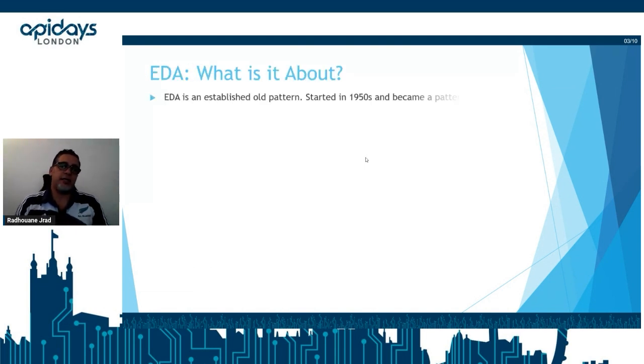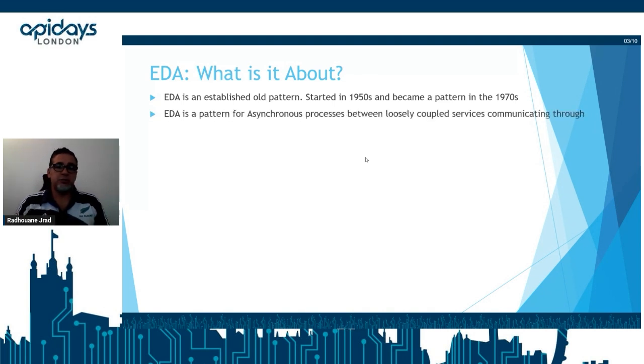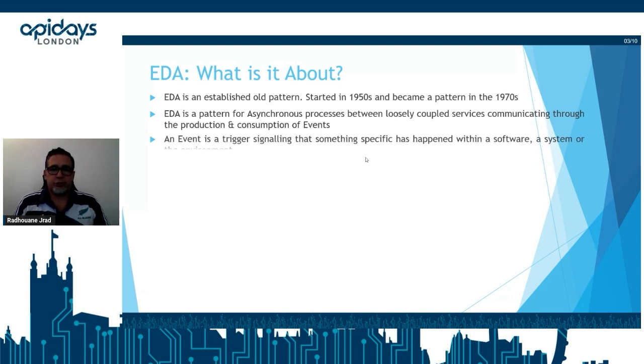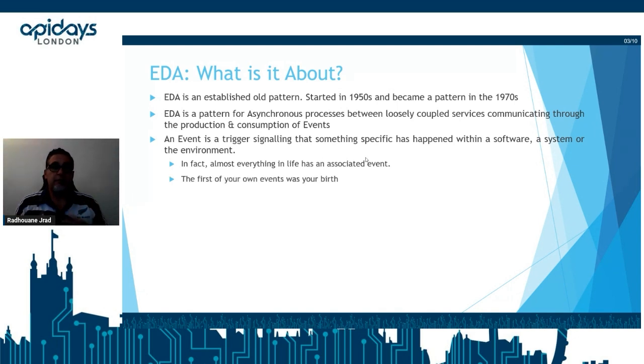So what is an event-driven architecture? First of all, this is an old pattern. It started in the 1950s, and in the 1970s it became a formal pattern. So it's been around for a long while. Its strength is about asynchronous processes. It allows the provider and the consumer of data to be decoupled, to be independent, and they use what we call events to exchange data.